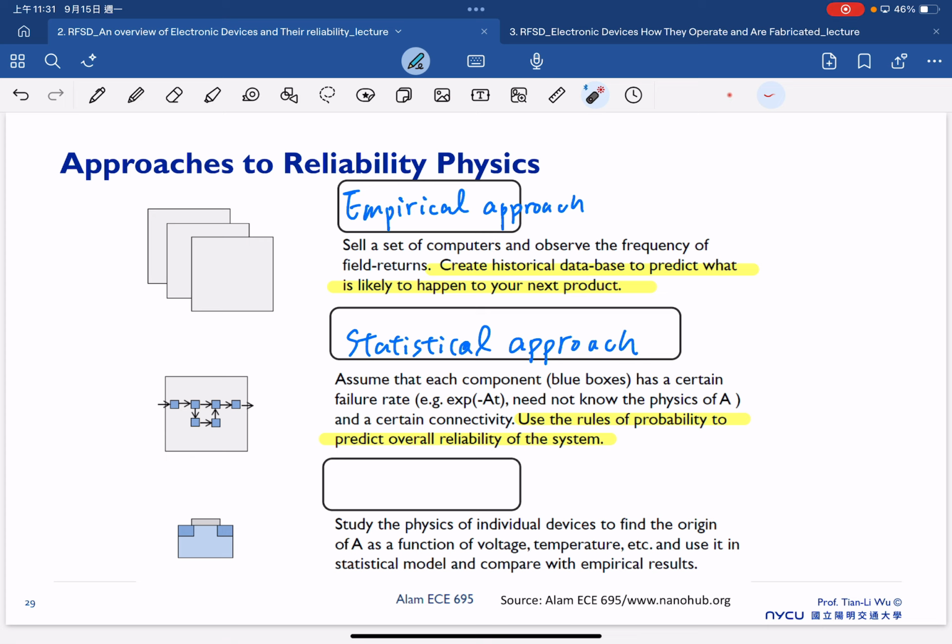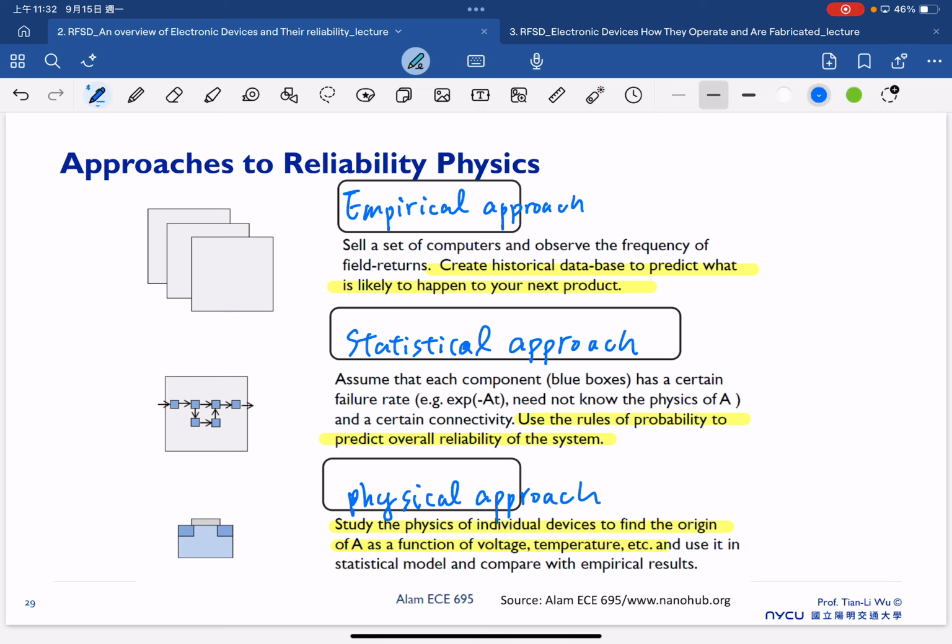And then the last one, which is a physical approach. So we study the physics of an individual device to find out the origin of A as a function of voltage, temperature, and use this in the statistical model and compare with the empirical results. Basically, we study the physics inside this component A to understand what would be the physics that causes this reliability issue. So these are the three general approaches to understand the reliability physics.